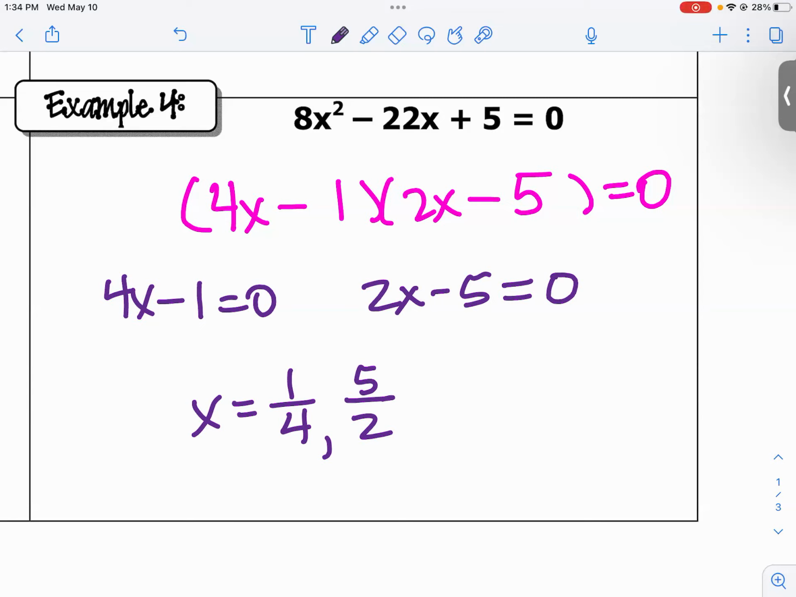Okay, so your homework, the odds from page 22 to 23, the odds from page 26 to 27.